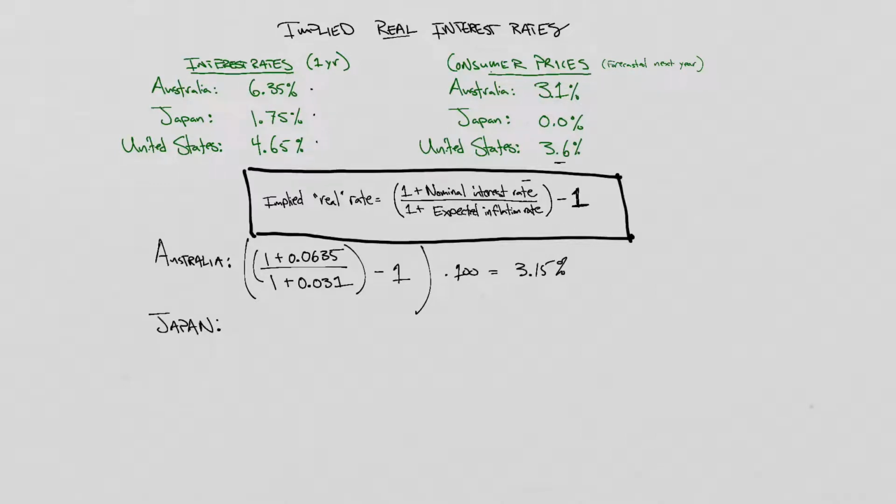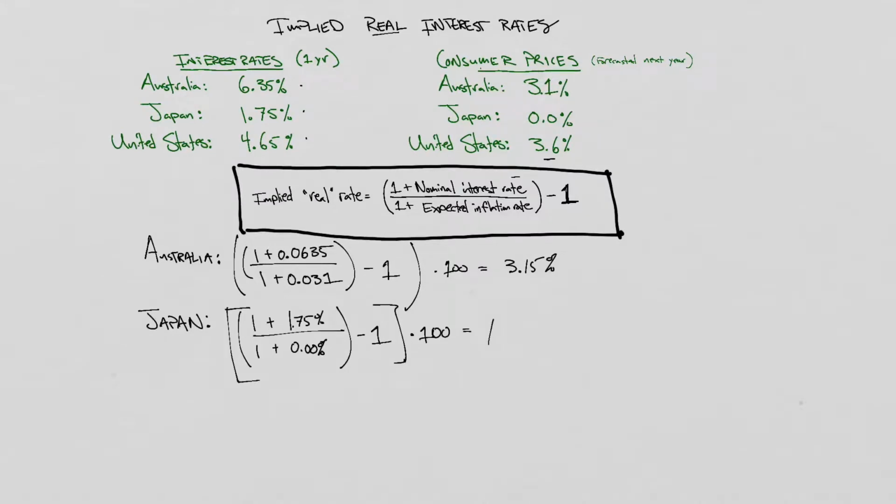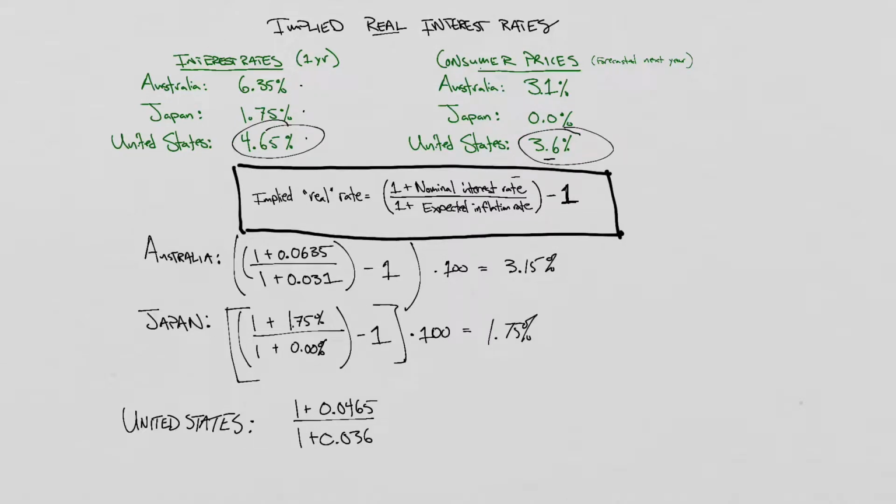For Japan, we just pick Japan's numbers. Its nominal interest rate, which tends to be low, divided by its consumer price index growth, which is basically nil, to get a real rate of interest for that country of 1.75%. Then finally, we can do the same thing for the United States. This nominal yield of 4.65% divided by a consumer price index growth of 3.6%, and we get a real yield of 1.01%.